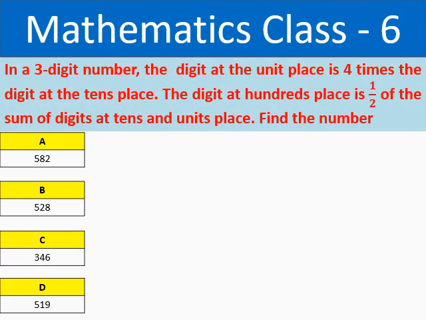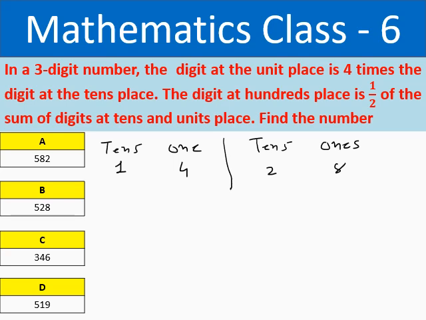In a 3-digit number, the digit at the units place is 4 times the digit at the tens place. So now always digit will be a single digit. So we have two possibilities here. The first possibility is we can have a tens place as 1 and ones place can be 4. Second possibility is we can have tens place as 2, so ones place can be 4 times of it, that is 8.